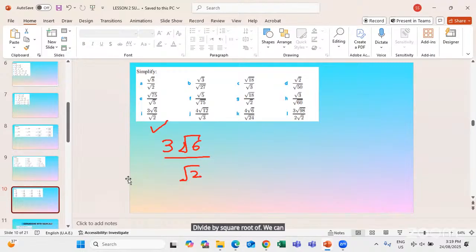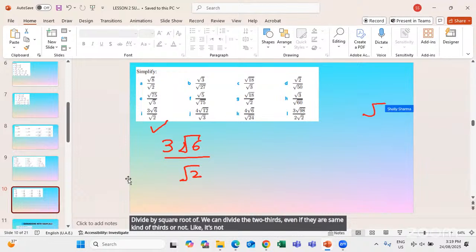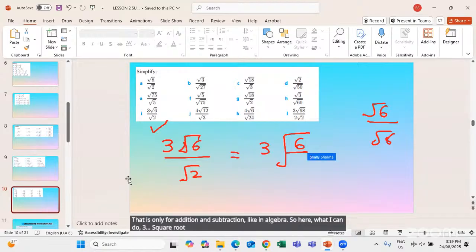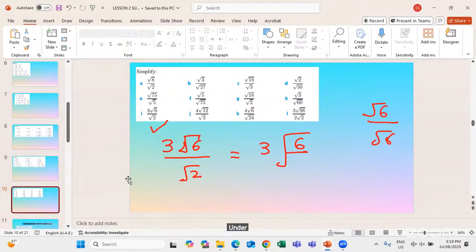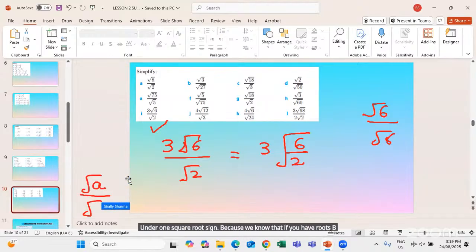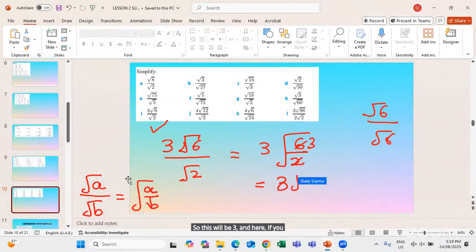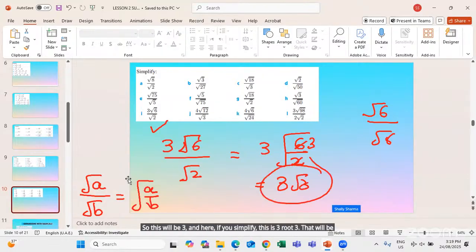We can divide the two surds even if they are same kind of surds or not. Like it's not mandatory that it should be root 6 over root 6. That is only for addition and subtraction, like in algebra. So here what I can do, 3 square root 6 over square root 2 I can write together under one square root sign, because we know that if you have root b over root a or root a over root b, you can write it under one sign. So this will be 3, and here if you simplify, this is 3 root 3. That will be your answer.